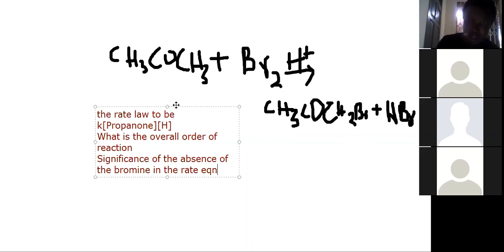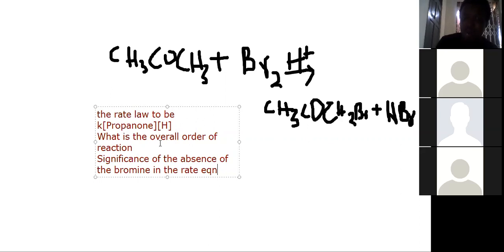You realize that if the question didn't give us the rate law, we would have included Br and just looked at it as a catalyst. But the question further gave you the rate law to be propanol and this hydrogen. So the question gave it to you.